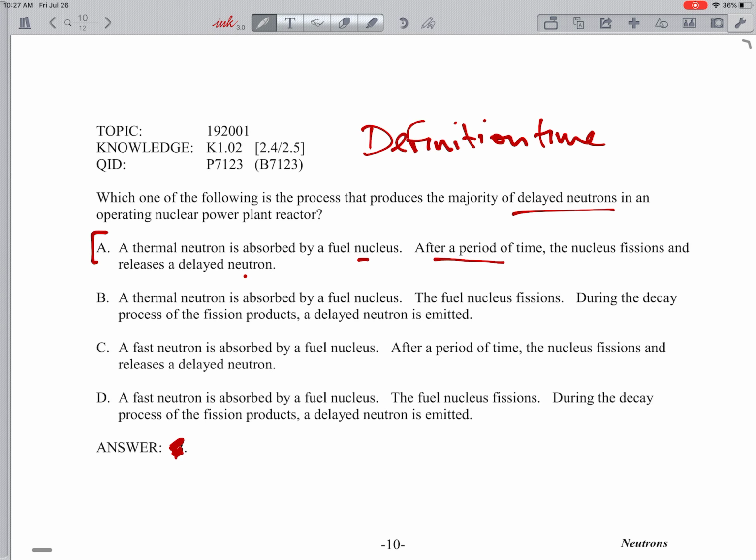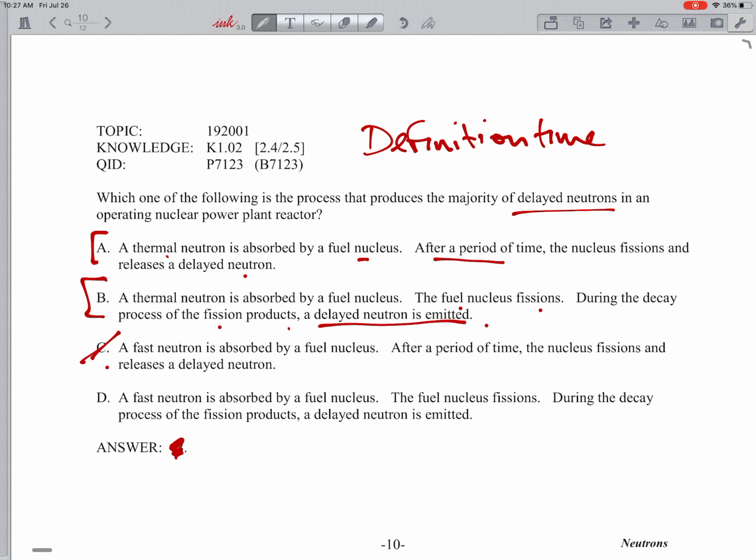I like it. A thermal neutron is absorbed by a fuel nucleus. The nucleus fissions. During the decay process of the fission products, a delayed neutron is emitted. Ooh, I like that one too. I like that one a lot. A fast neutron is absorbed by a fuel nucleus. After a period of time, the nucleus fissions and releases a delayed neutron. I think that's a small minority, so we'll mark that out and say it's probably going to be thermal.